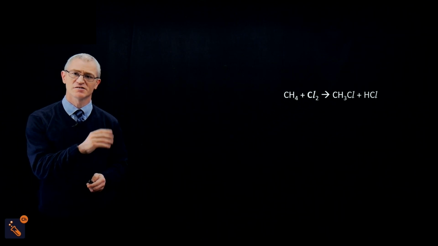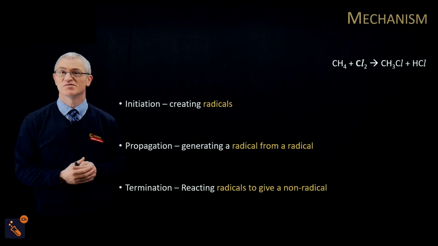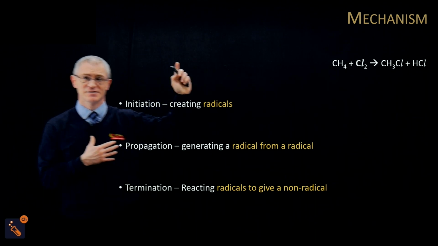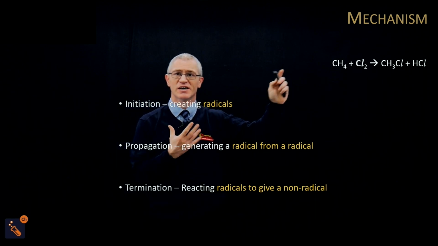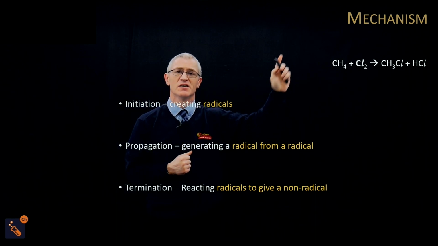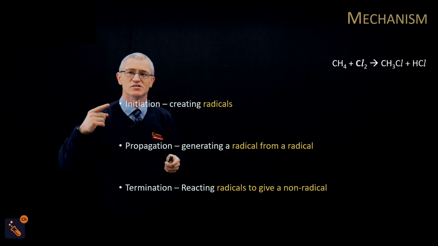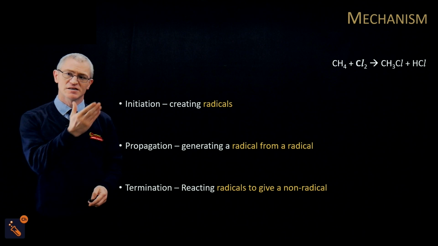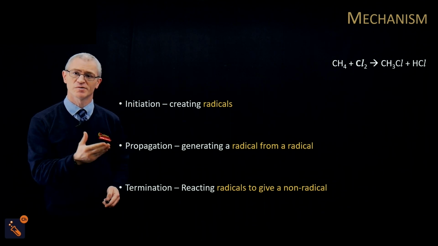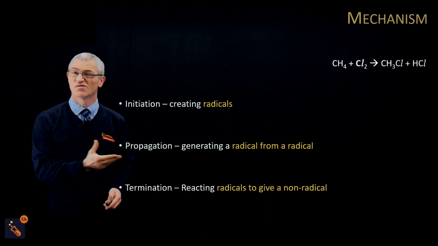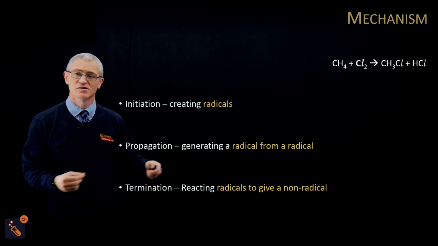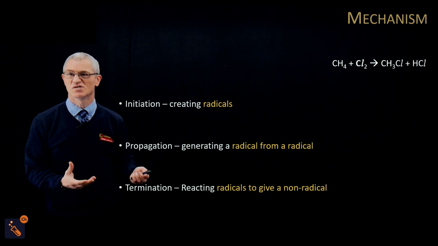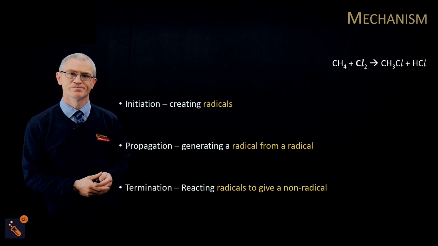Let's put that to the side and start looking at what you have to do for the exam. What you have to do for the exam is draw a mechanism. Now, mechanism means two different things in organic. It means curly arrows and all this kind of thing. But with radical substitution, they want you to do these three steps: initiation, propagation, and termination. Initiation, creating the radicals; propagation, generating a radical from a radical; and then termination, putting two radicals together to give a non-radical, or just something that doesn't have a single unpaired electron.